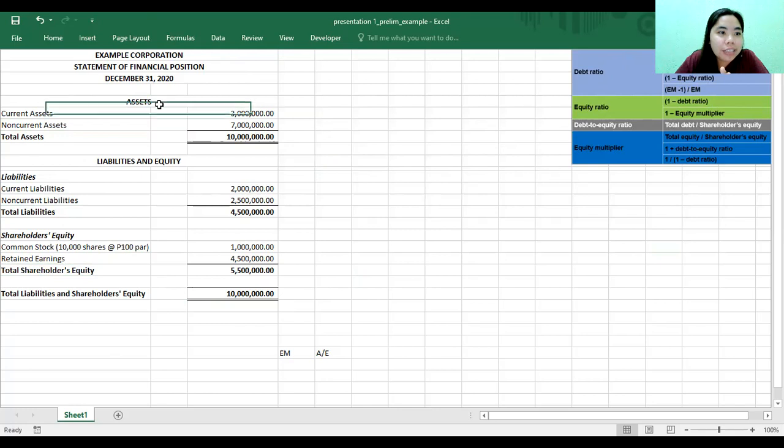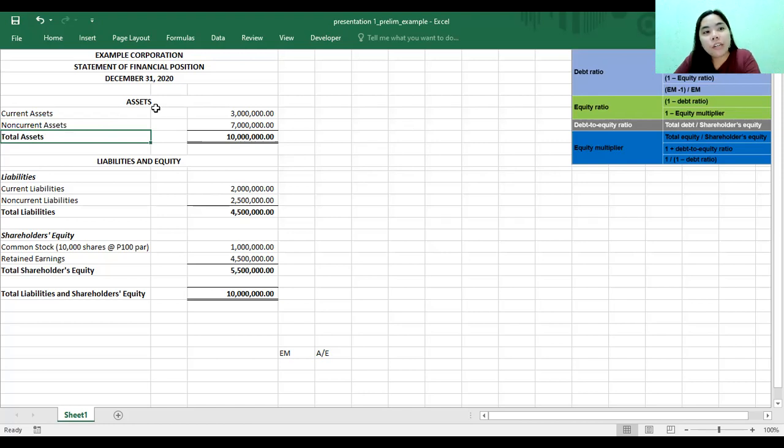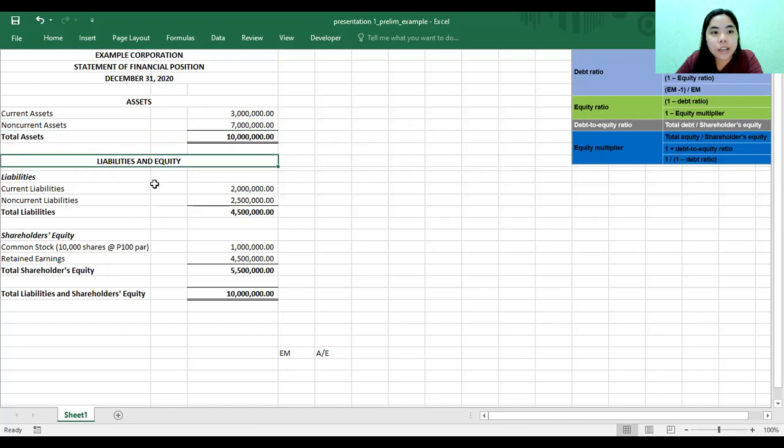Now you have here the assets: current assets and non-current assets. So you have here total assets. We have current assets of 3 million, non-current assets of 7 million, so we have total assets of 10 million. Under the liabilities and shareholders' equity, for our liabilities, we have current liabilities and non-current liabilities. That would be 2 million and 2.5 million respectively. So our total liabilities is 4.5 million.